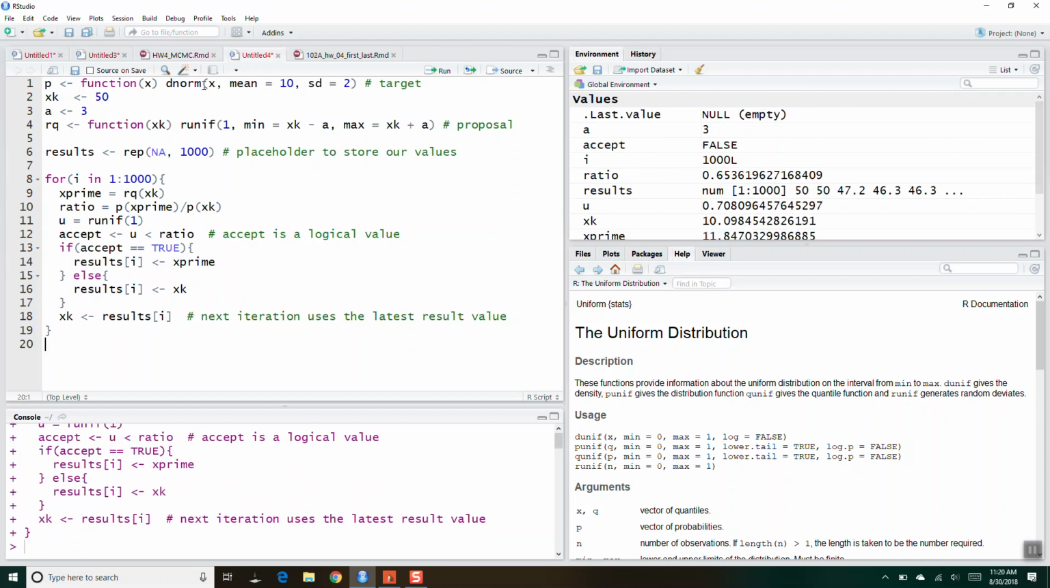Okay, now we're done. Okay, let's take a look. I'm nervous here. All right, let's see what our results look like. Okay, so let's plot results, and we'll say type equals L. Oh, let's plot from 1 through 1,000.